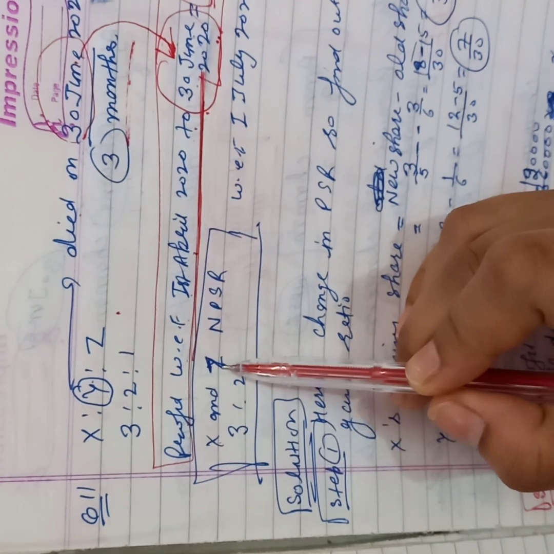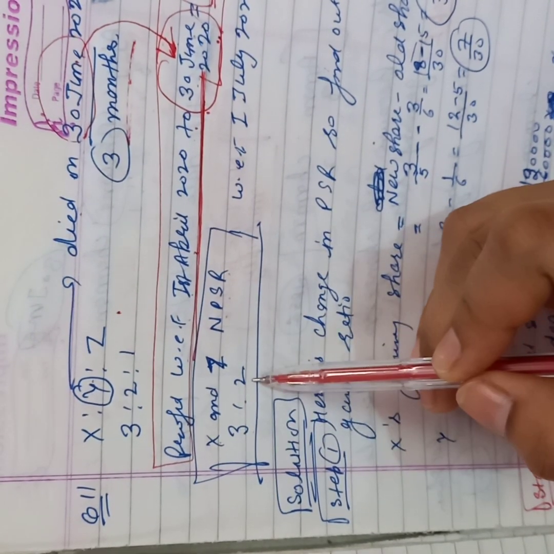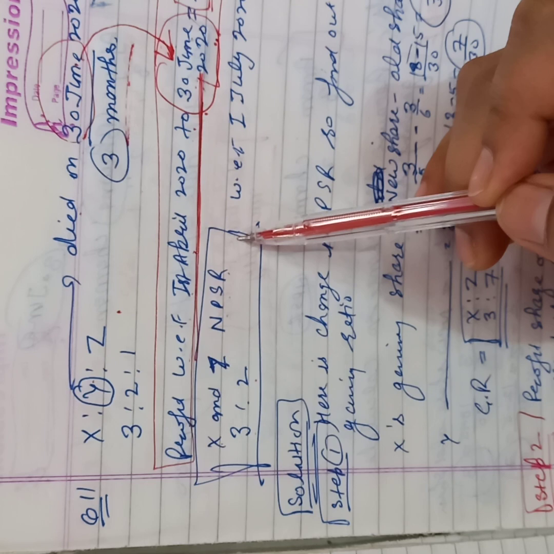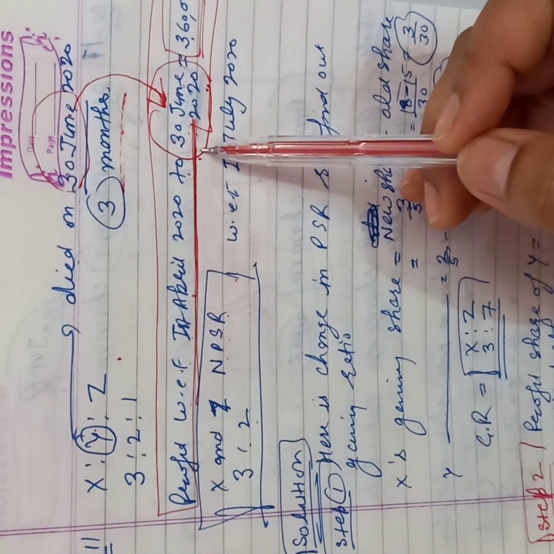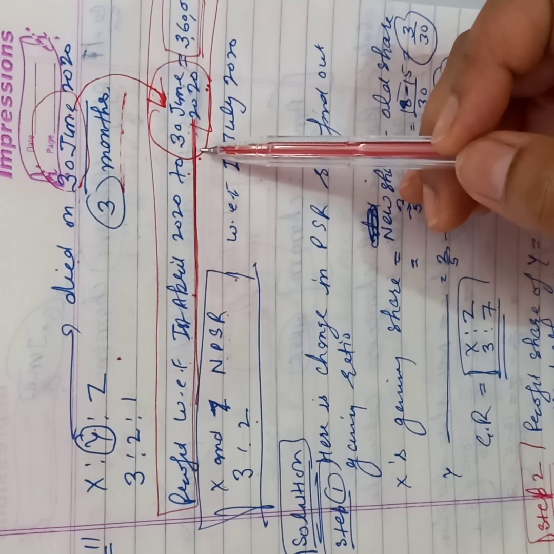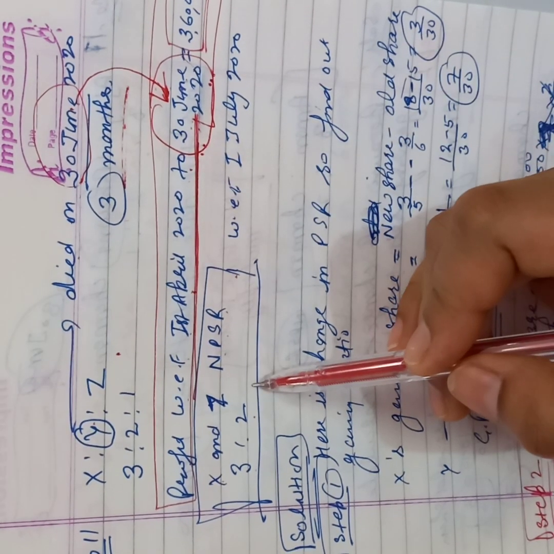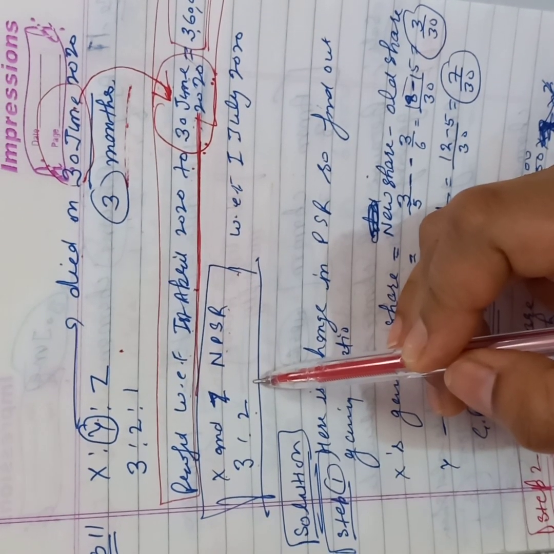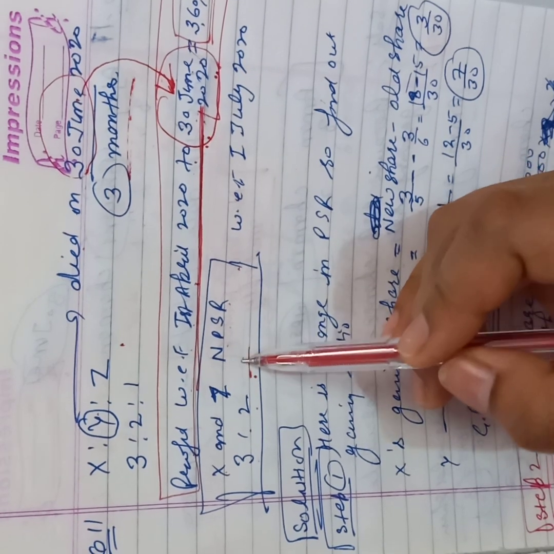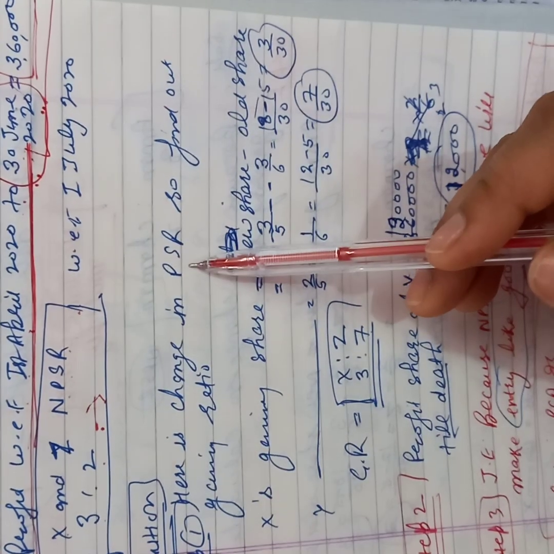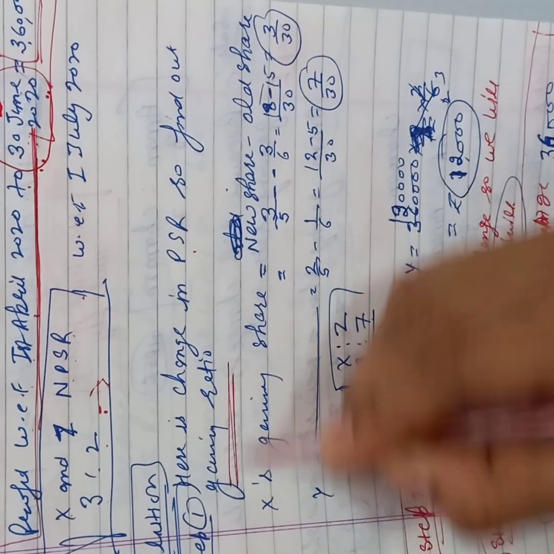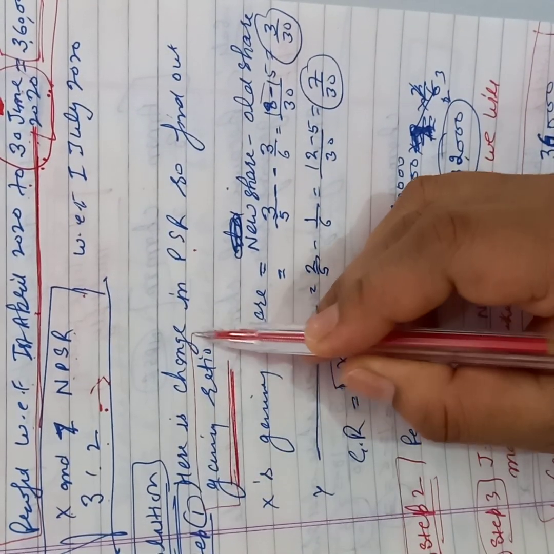But here one thing more is given: X and Z, the remaining partners, have a new profit sharing ratio of 3:2. So two twists are there. One, profit is given till the date of death, so we will not multiply the time factor. Second, here the ratio is going to be changed, so we will change the journal entry. At the time of doing the journal entry, we should keep in mind that whenever there is a change in profit sharing ratio, first of all we have to find out the gaining ratio, as we usually do in all the chapters.